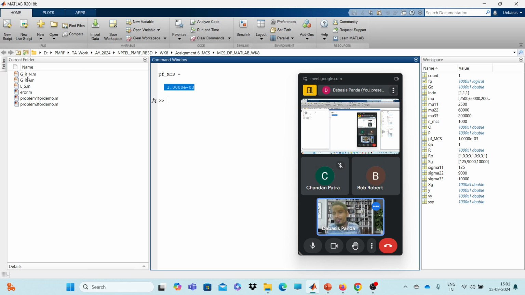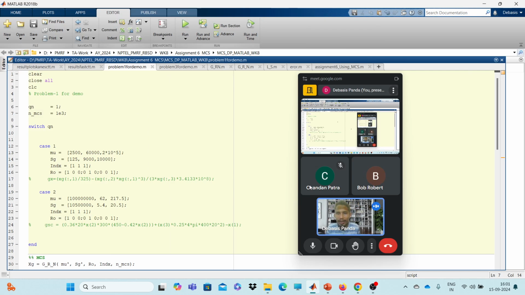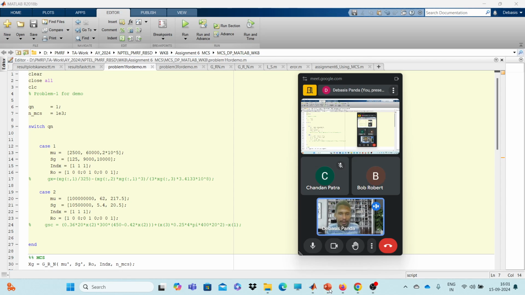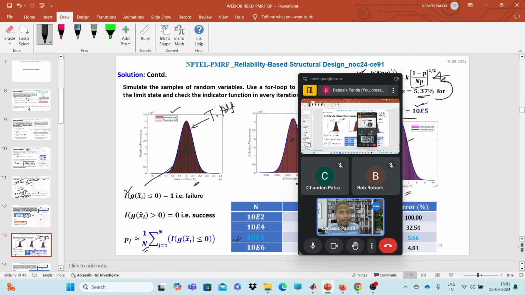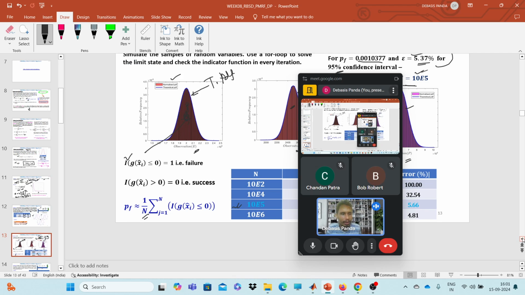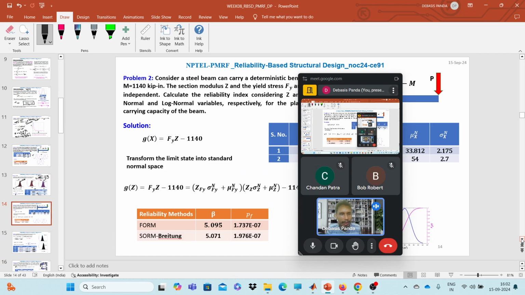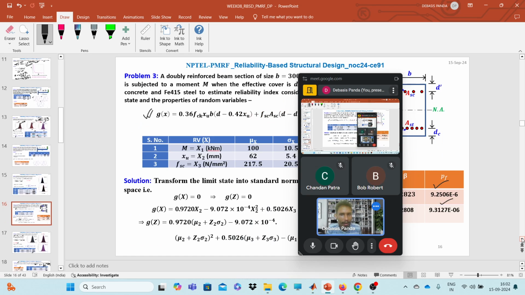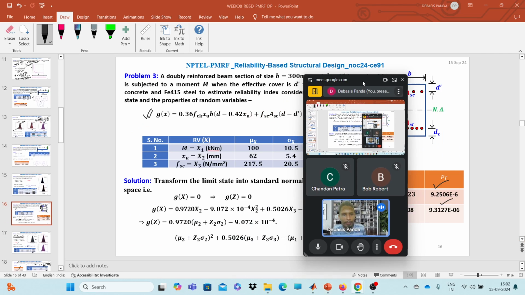Now let's solve another problem. The doubly reinforced beam one. I have added different kinds of problems. I will upload these files. You can run them and play with them. So let's solve this problem.